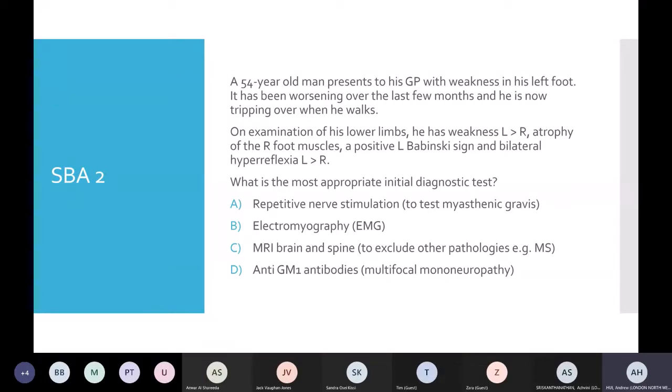And I'll show you guys the correct answer, which in this case is actually B, electromyography. I think this question has caused a bit of contention in the audience, so let's go over it a bit. This question, of course, is quite a classic history for motor neuron disease. It has a mixture of lower motor neuron signs and upper motor neuron signs, and in any SBA, if you see a mix of upper and lower, you should always think about motor neuron disease, especially if it's at multiple levels throughout the body.